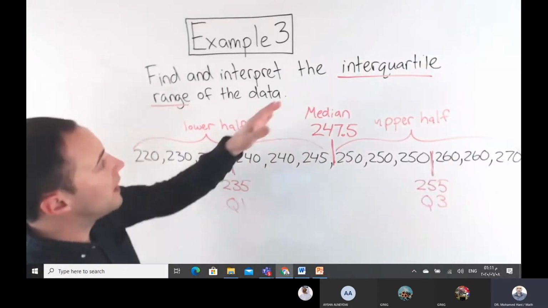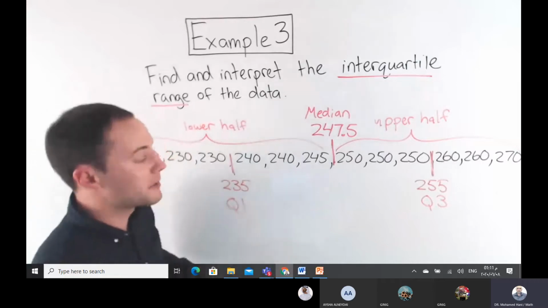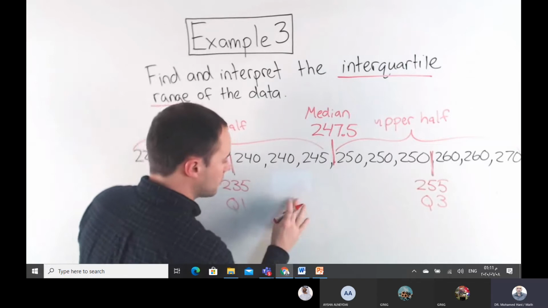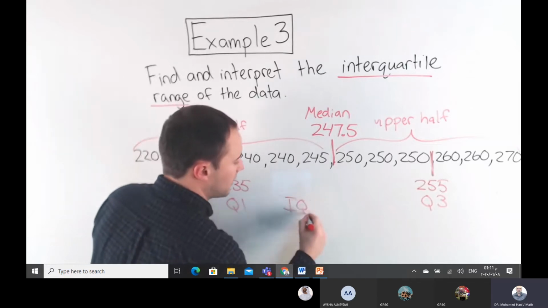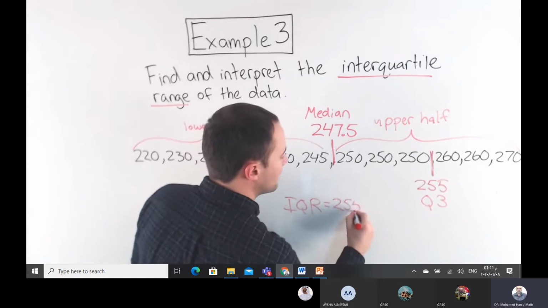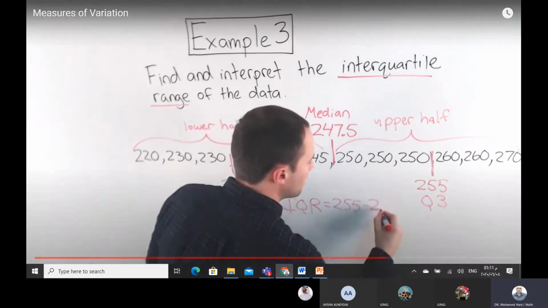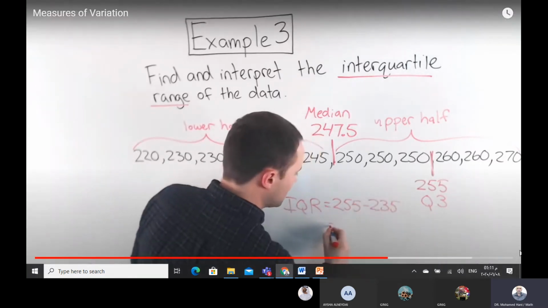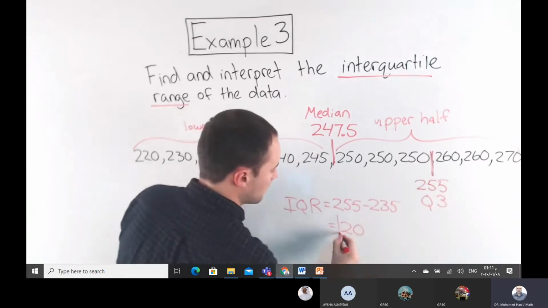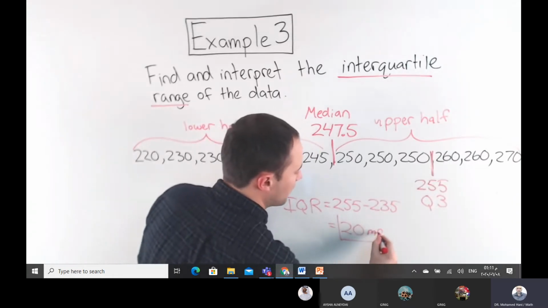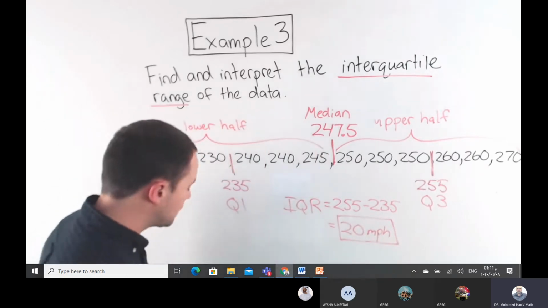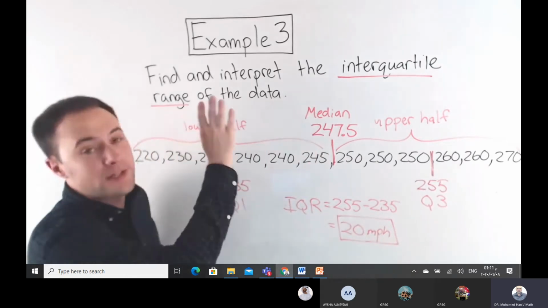So now I can find the interquartile range. Remember, to do that, we just find the difference. The interquartile range is going to be 255 minus 235, which gives me a range of 20. That's 20 miles per hour. Okay, so that's my interquartile range.